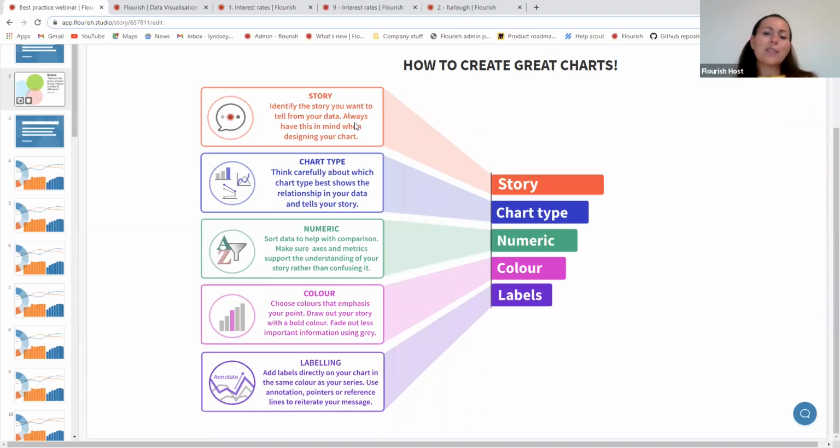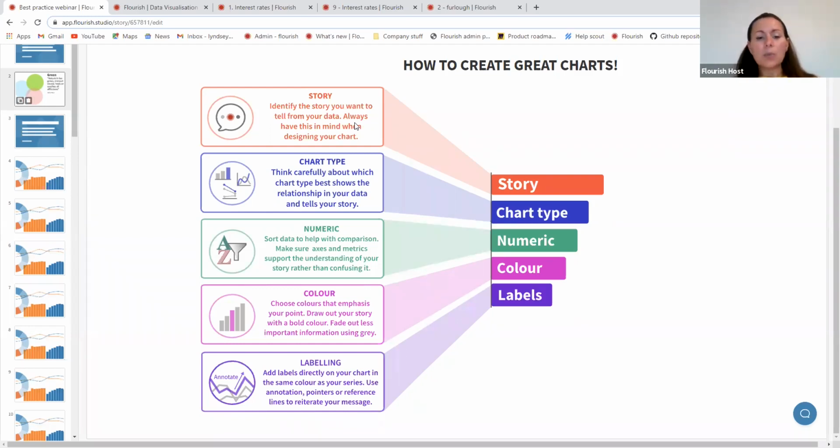Thirdly, something I've called numeric, but this is thinking about the decisions on the numbers within your chart. So decisions about the metrics that you want to display. Do you want absolute numbers? Do you want percentage change? You should choose the metrics that show the best relationship in your data, or portray the story that you want to tell in the easiest way.